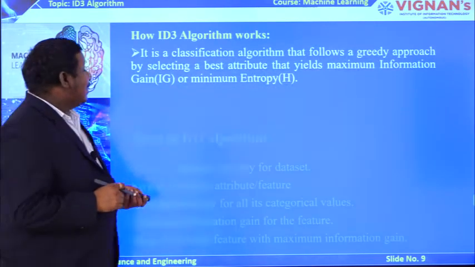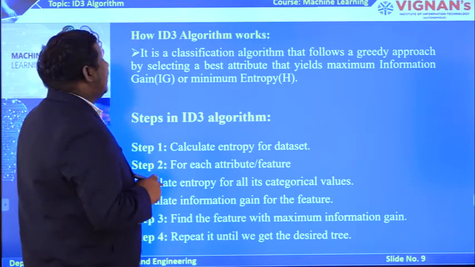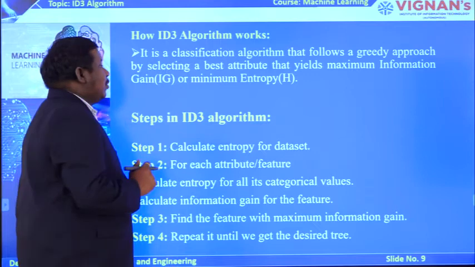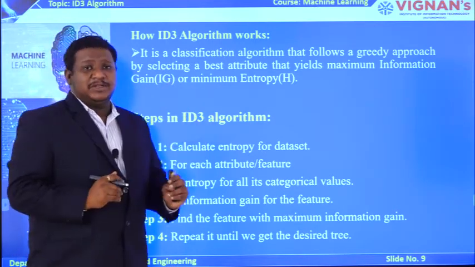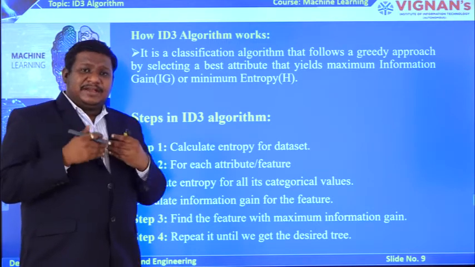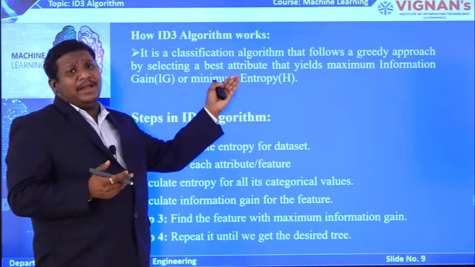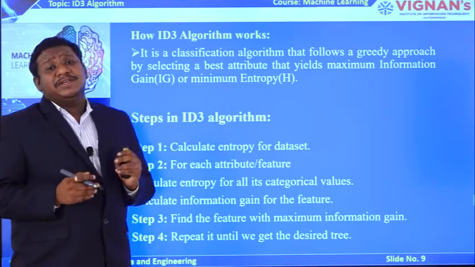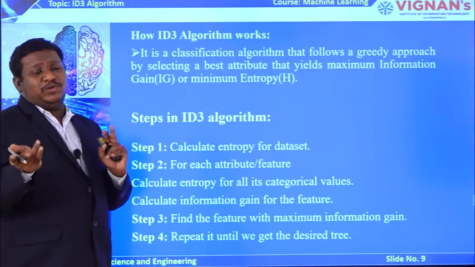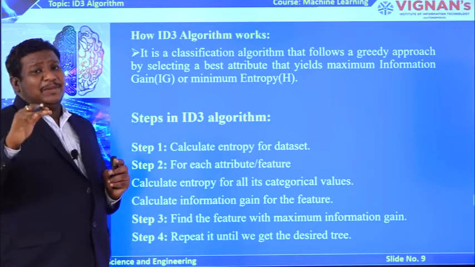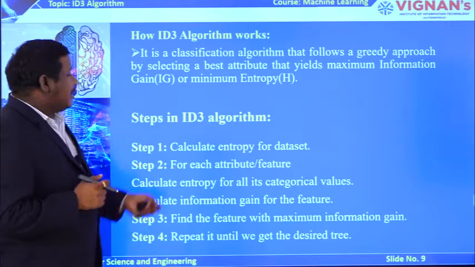See how the ID3 algorithm works. Basically, it is a classification algorithm that follows a greedy approach by selecting the best attribute that yields maximum information gain or minimum entropy. So the ID3 algorithm is a classification algorithm which works with a final attribute that has the maximum information gain or minimum entropy. Either of the two: the information gain at its maximum level, or the entropy value at its minimum level. How do the steps in the ID3 algorithm work?